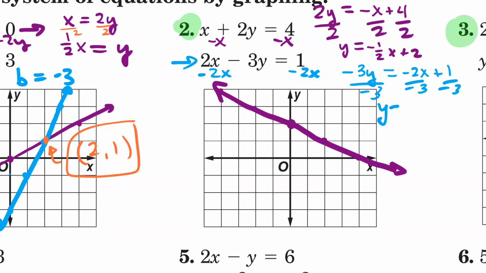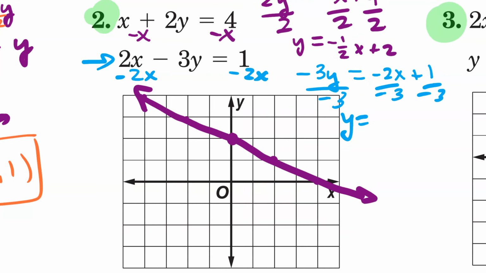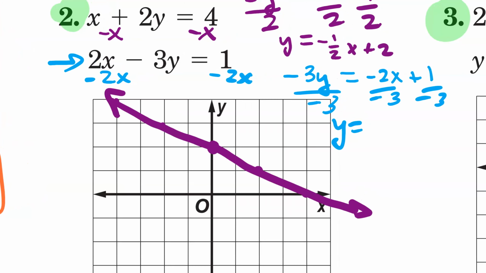So this is the tricky part. Let me zoom in a little more. So negative 2 over negative 3, the negatives cancel out, and I'm left with positive 2/3 x. And then plus 1 over negative 3, so I'll just be subtracting 1/3. It's a 1 over 3. 1 divided by 3 is 1/3.